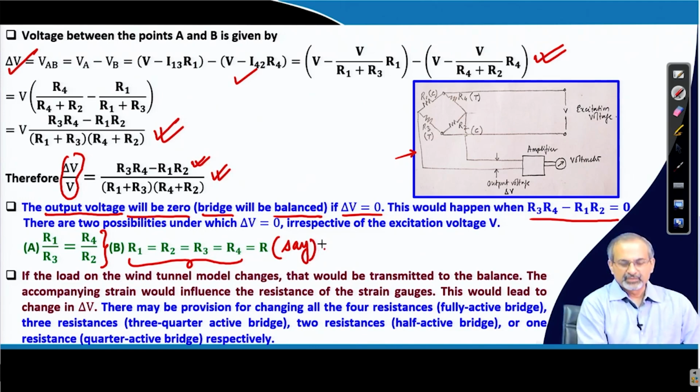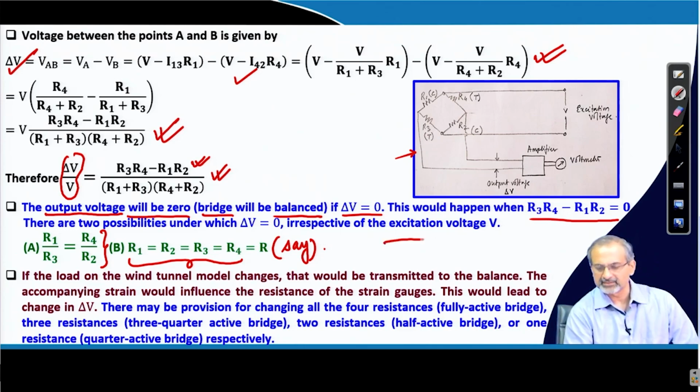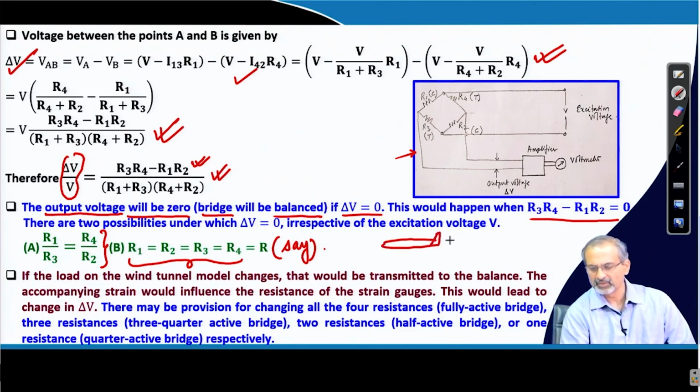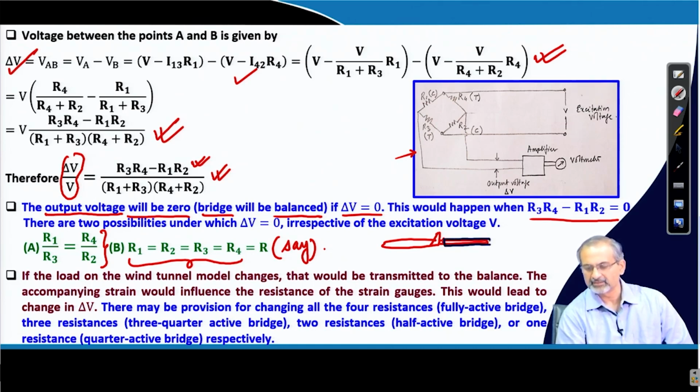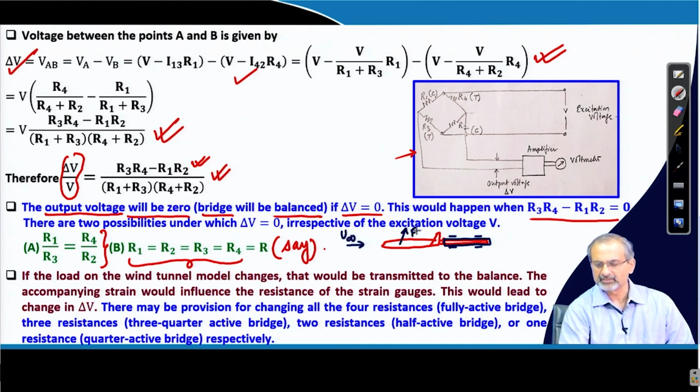Now, if the load on the wind tunnel model changes, we have to remember that there is a wind tunnel model which is connected to a balance, and the strain gauges, which are basically the resistances that we are talking about, are bonded to this balance in some manner. So, when the flow moves past the model, it generates forces and moments, and that is transmitted to the balance.